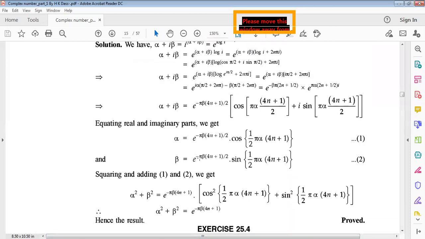Now taking squaring on both sides and adding, alpha square plus beta square equals this square plus this square. The square will cancel the 2 with the power. So we get e to the power minus pi beta times 2n plus 1, and this is cos square theta plus sin square theta, which is 1.